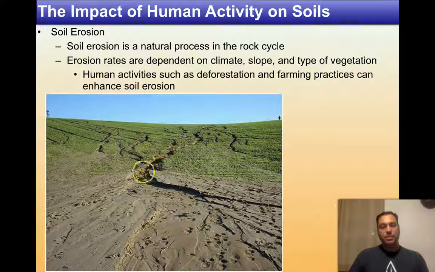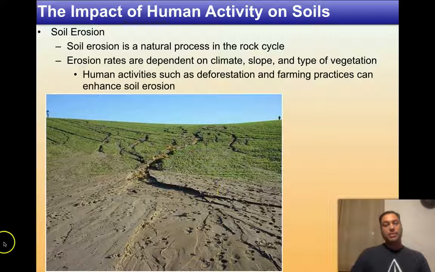So here it ripped it up, and here it's deposited it down here. Not necessarily a good situation. I've actually heard farmers refer to this kind of erosion as cancer of the land. It's a real bad phenomenon, especially if it happens over long periods of time. So erosion rates are dependent on climate, slope, and type of vegetation. Human activities such as deforestation and farming practices can enhance soil erosion. That's what's being demonstrated right here.